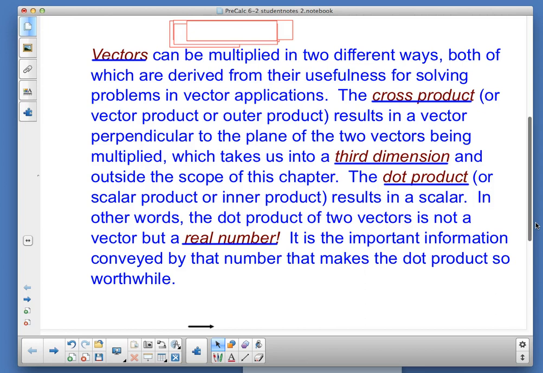We're looking at the dot product, or the scalar product, or inner product of vectors. This results in a scalar value. In other words, the dot product of two vectors is not a vector, but a real number. So we're going to learn the process for multiplying that. It is the important information conveyed by the number that makes the dot product so worthwhile. And we'll be able to use the dot product to help us find the angle between two vectors, or two segments even.